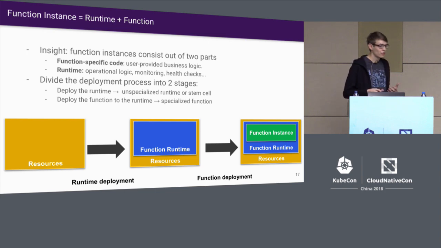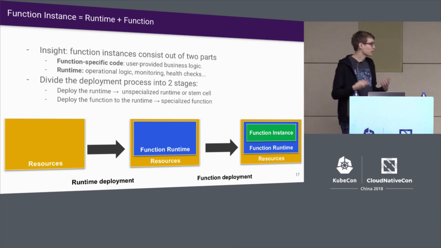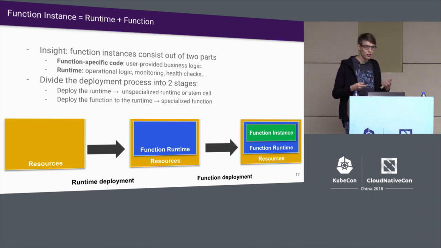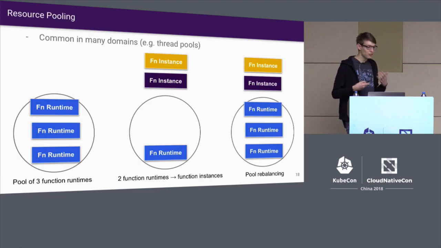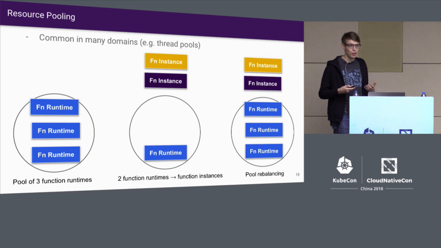And with this insight, you can actually divide the deployment process into two stages. So you can first deploy the runtime, creating a generic runtime. And only then in the second part of the process, you actually deploy the function on this generic function runtime, creating the actual function instance. And then that allows you to do something that's very common in many domains, which is called resource pooling. So you might, for example, know in multi-threaded applications, you have these thread pools which you use to try to avoid this costly operation of creating and deleting threads.